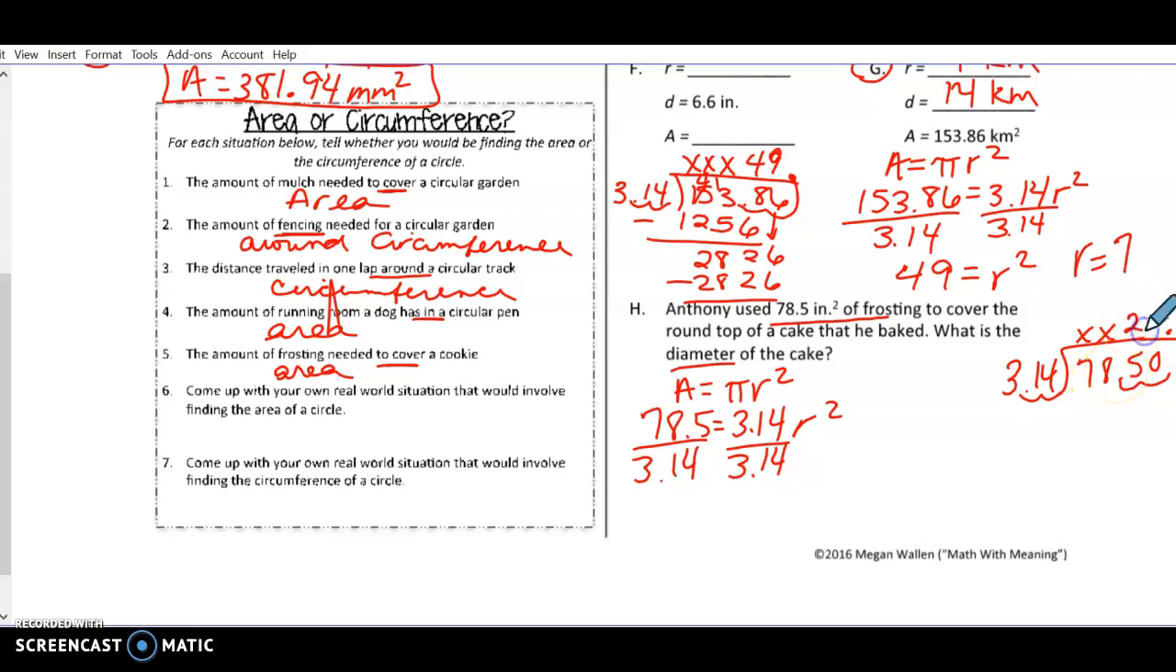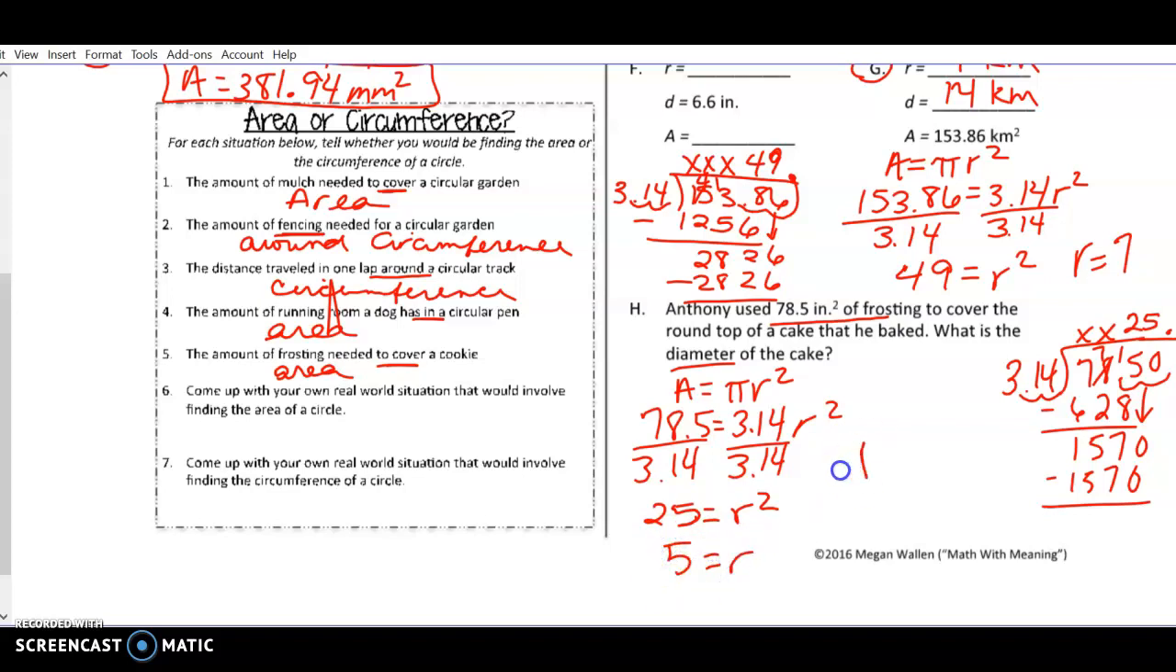785, we could try a 2. 2 times 4 is 8, no carrying. 2 times 3 is 6, gotta borrow, is 157, bring down the 0. And we can say 5. 5 times 4 is 20, 7, 15. So that means that 25 is equal to something times itself. Well, what times itself is 25? 5 is the radius. Now, but they want the diameter. So the diameter, 5 times 2 is 10. So those are a little bit more tricky. Please let me know if you have any questions.